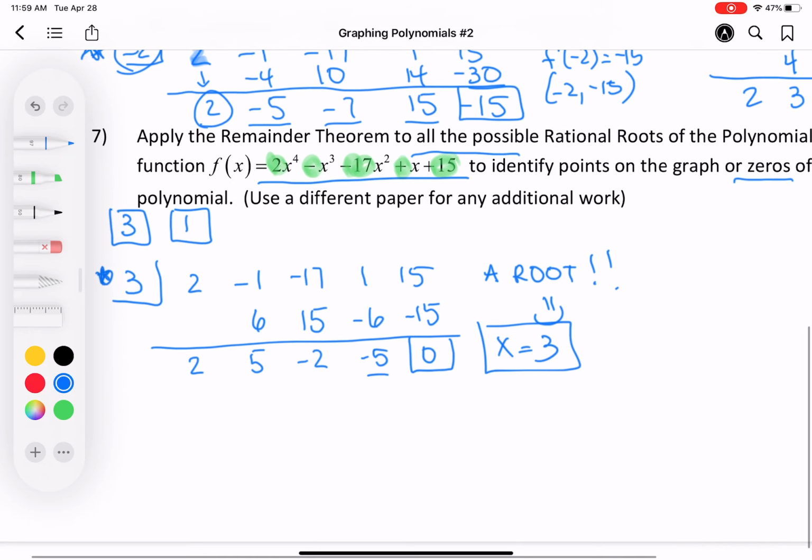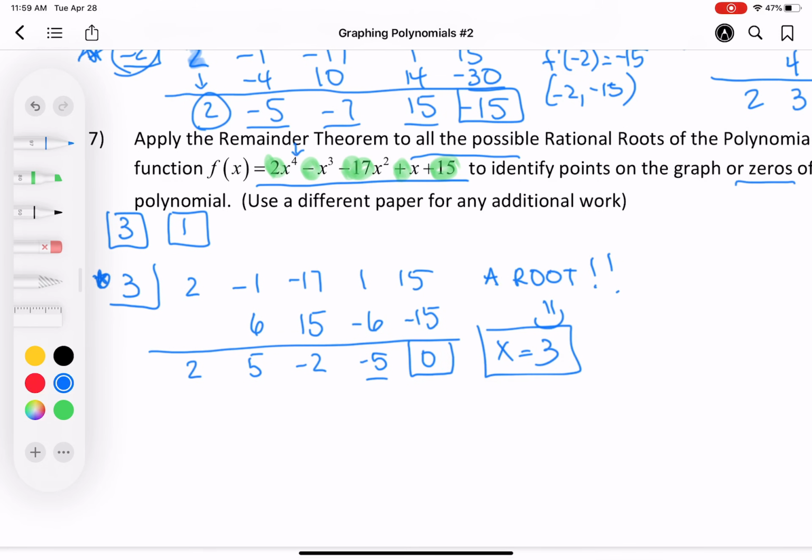All right, so now I can rewrite this. Remember, we started with a 4th degree polynomial. If we take out a root, that means now the degree goes down by 1. So I no longer have x to the 4th. This is going to be 2x to the 3rd plus 5x squared minus 2x. Okay, so that's my new polynomial. Now I know that 3 was a root, so I'm going to try 1. I'm going to do synthetic division, but now I'm using these coefficients. All right, so let's find out.